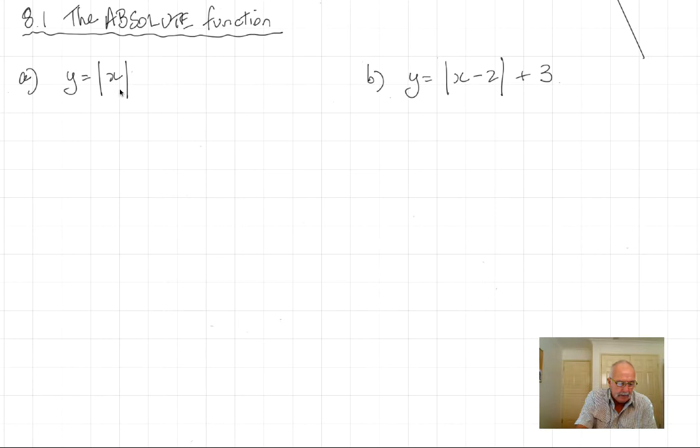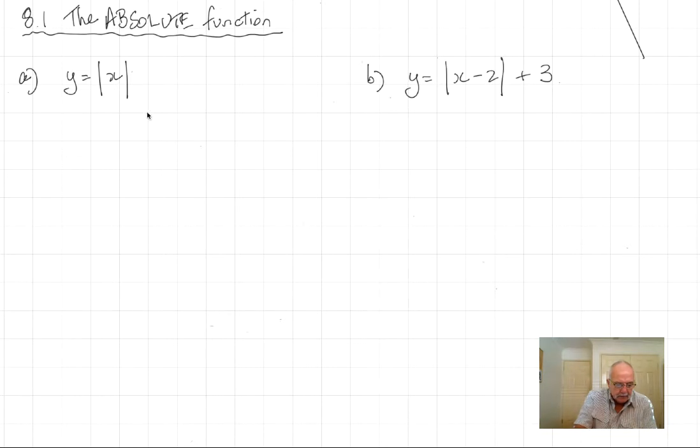So it has no negative. Whenever we've got absolute value, the least value we can get is 0, and then all the other values are positive. So it's just how far away it is, a length, and a length can't be negative. So here we've got y equals the absolute value of x.